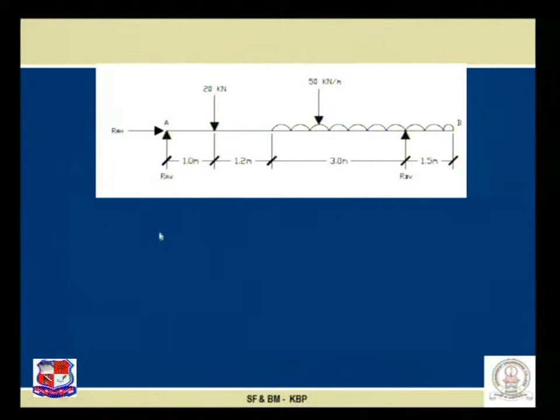So now at A there is a hinge, so there are two reactions, RAH and RAV. At B only a roller support is there, so only a single reaction, RB. Now to find out these three reactions, we have to use the three equilibrium conditions.